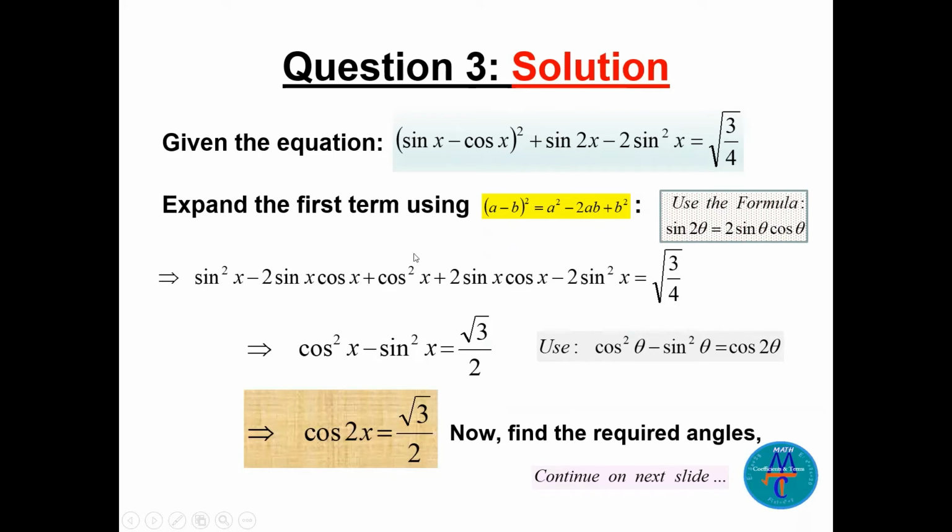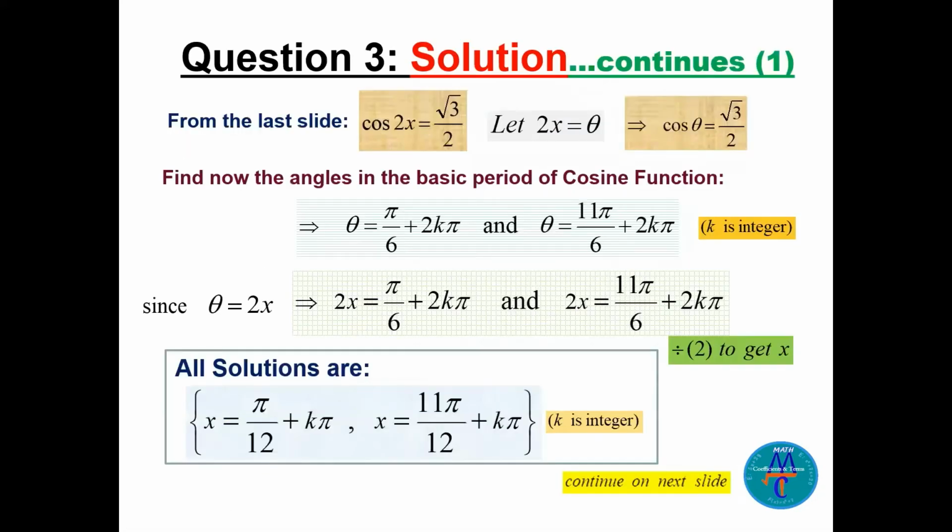Now we can cancel these two terms, minus 2 something plus 2 something, and leave the cosine squared of x. Sine squared of x minus 2 sine squared of x becomes minus sine squared of x. Now this is exactly cosine of 2 theta. So I can write cosine of 2x is equal to square root of 3 over 2. Now on the next slide, we can find the values of these angles in the interval.